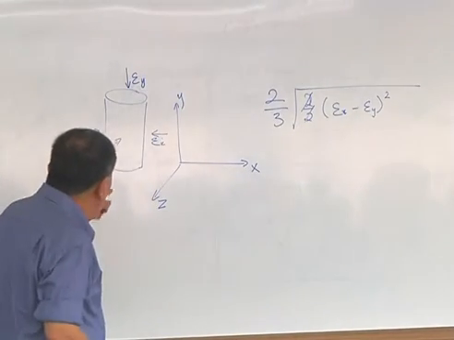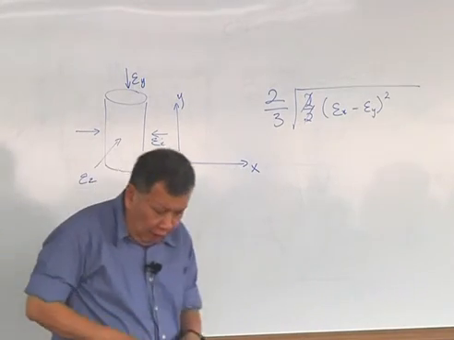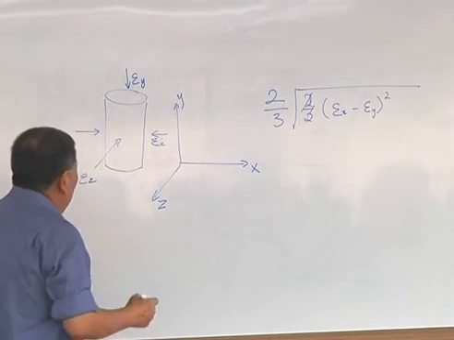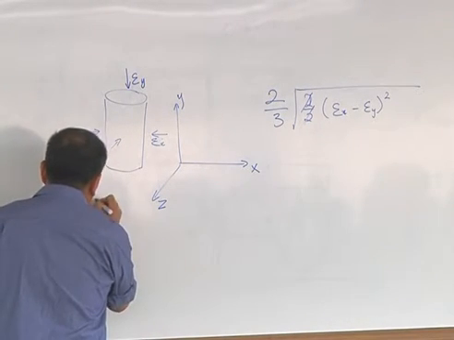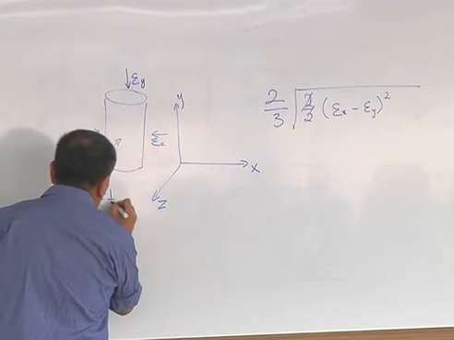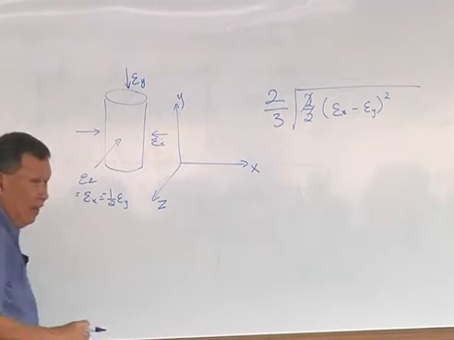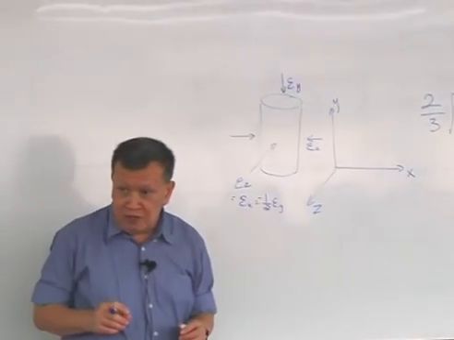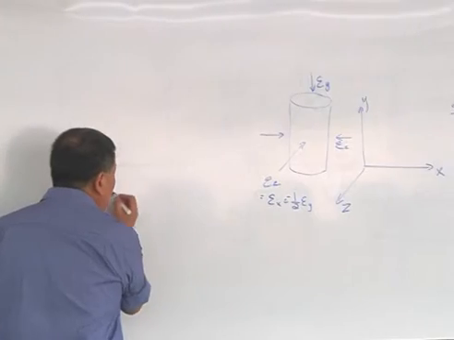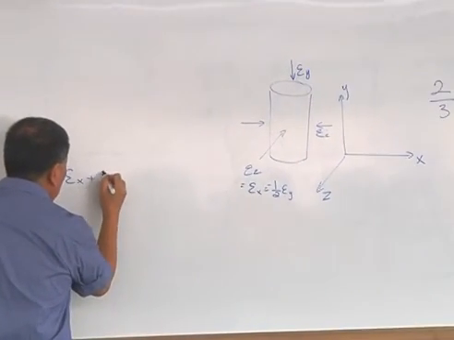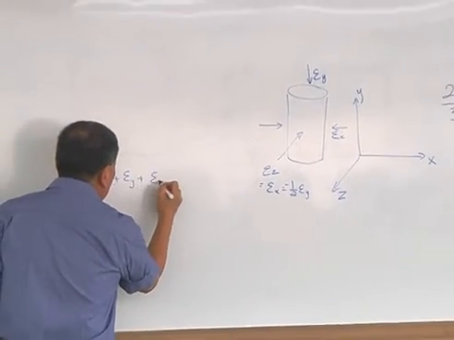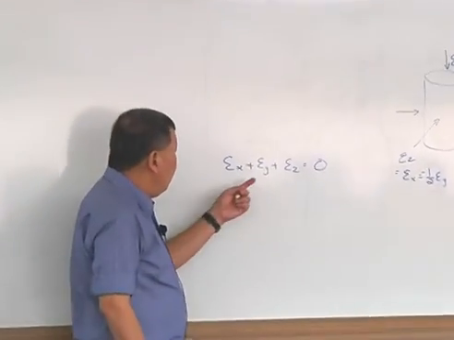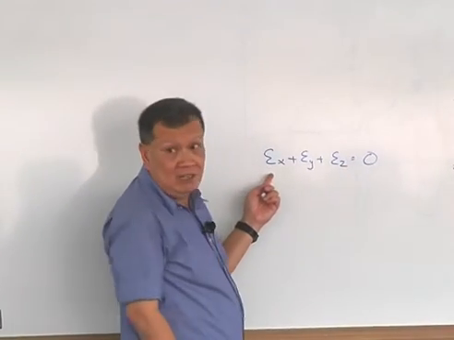Alright? That is epsilon x. If you have an undrained condition, it turns out that epsilon z equals epsilon x equals minus half of epsilon y. Because there is a condition that the volumetric strain is equal to 0 in the undrained condition. So if the volumetric strain equals 0, we know epsilon x plus epsilon y plus epsilon z equals 0. That is the volumetric strain. And epsilon z equals epsilon x.